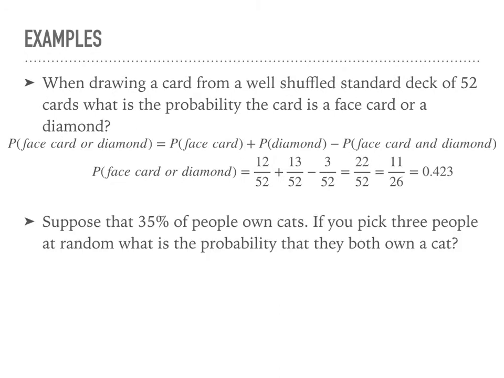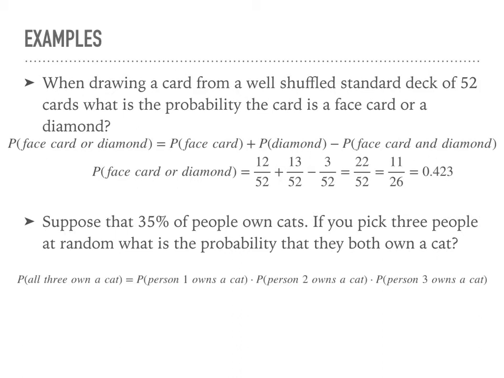Let's look at another example. Suppose that 35% of people own cats. If you pick 3 people at random, what is the probability that they all own a cat? Now, if you think about it, me owning a cat does not affect whether or not you will own a cat. So we would assume that these are independent events.